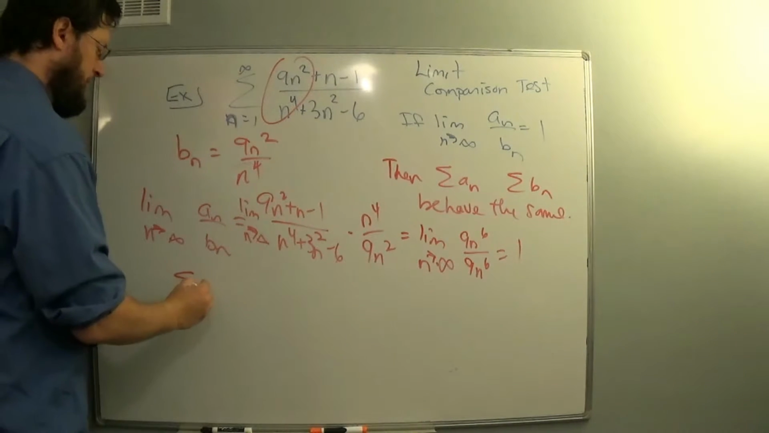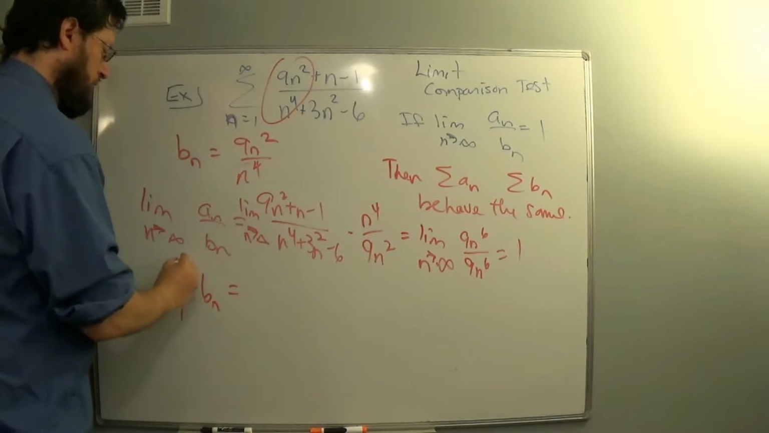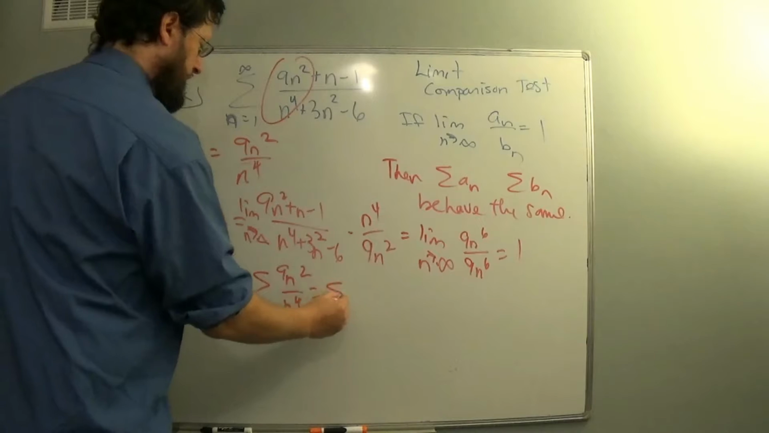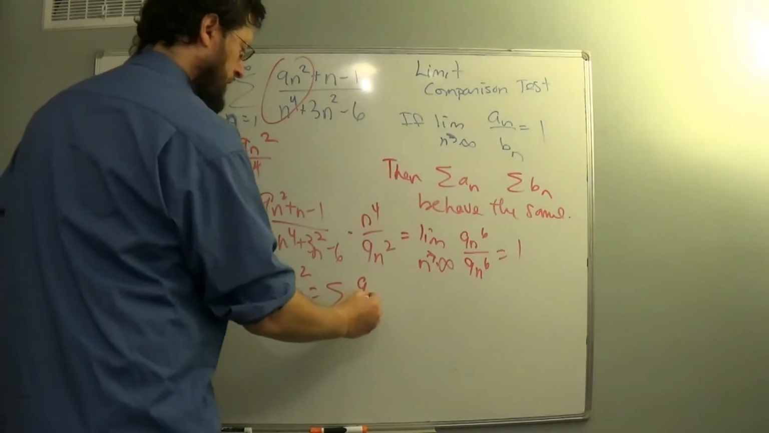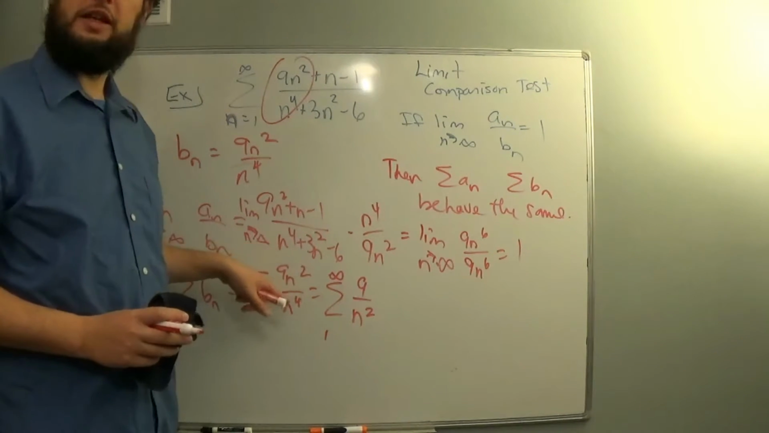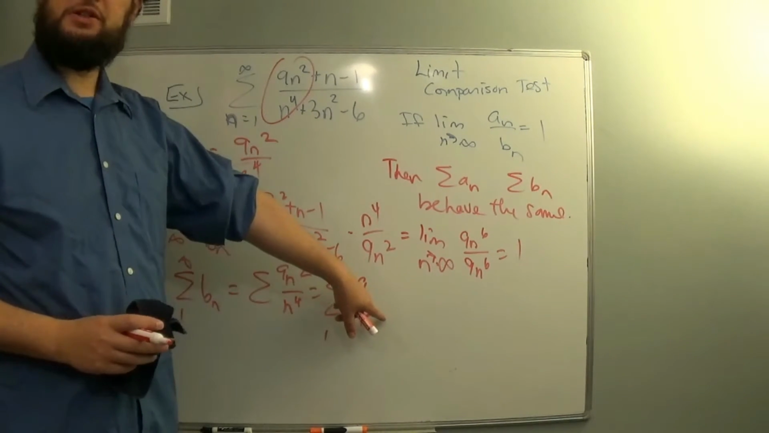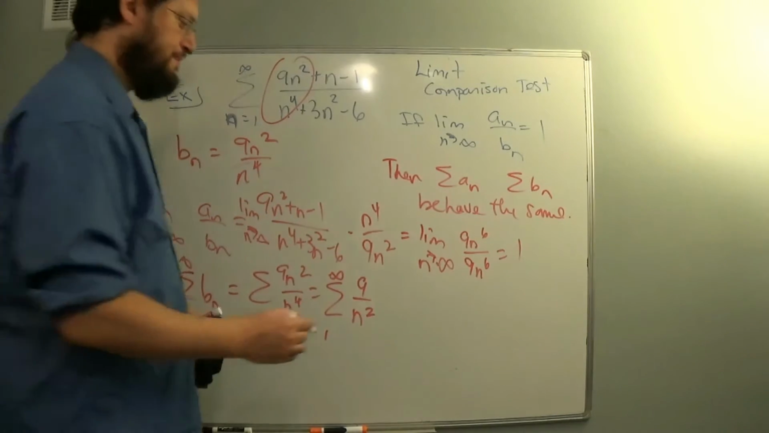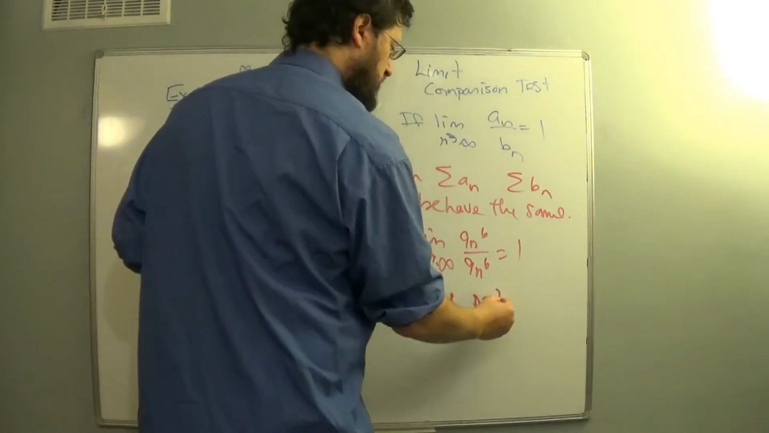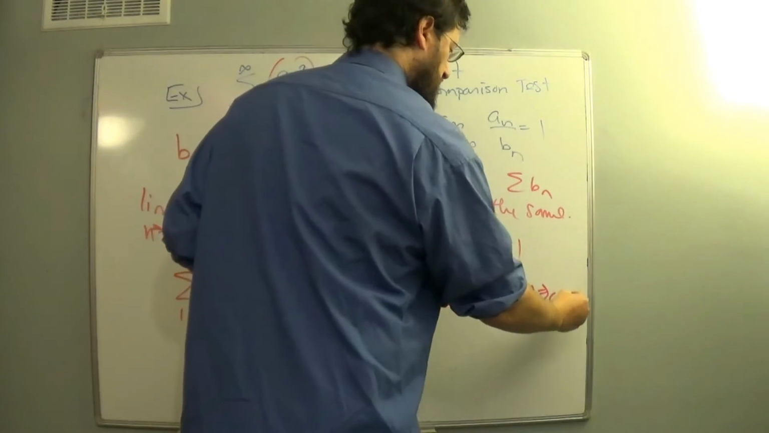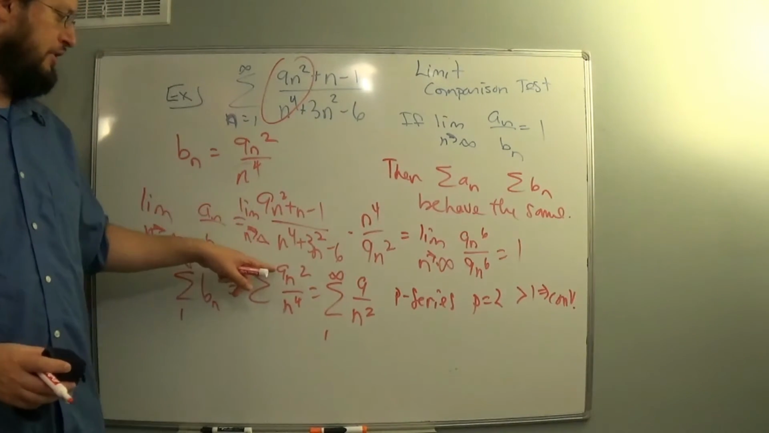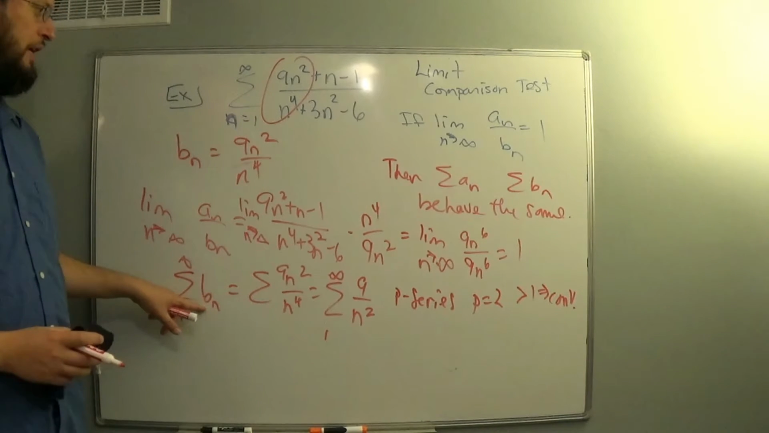So now let's look at the sum of bn. The sum of bn from 1 to infinity will be the sum of 9n squared over n to the fourth. Well, that's the sum of 9 over n squared, by canceling an n squared. This is a p-series with p equal to 2, which is bigger than 1, so it converges. So 9 over n squared converges, so 9n squared over n to the fourth converges, so bn converges.